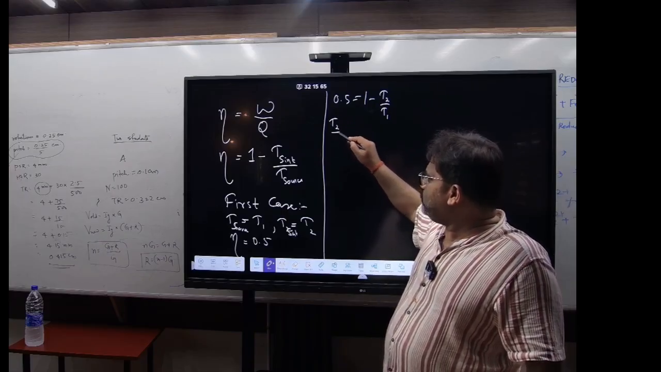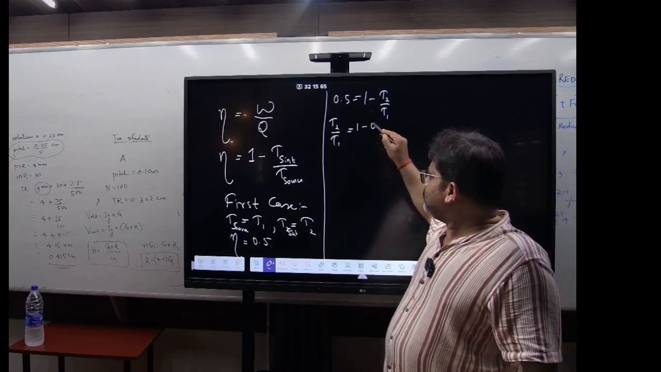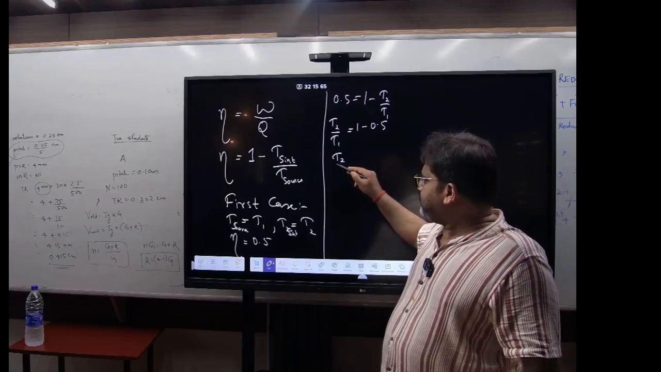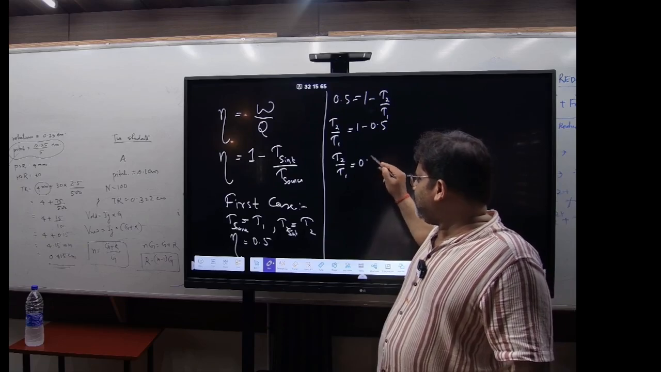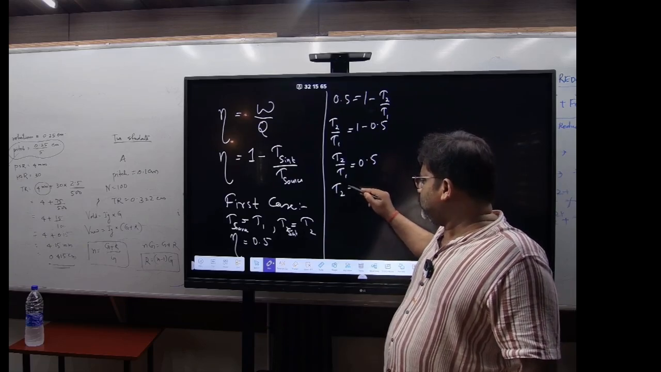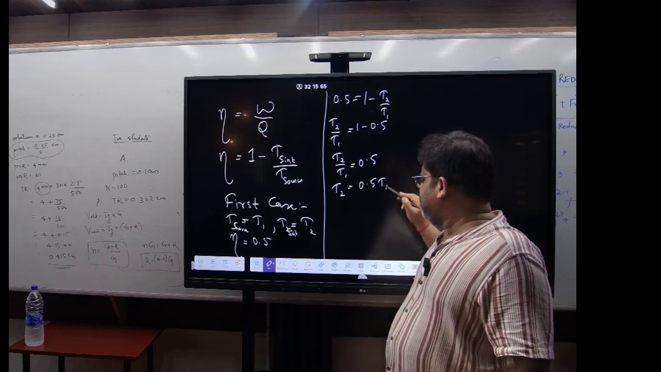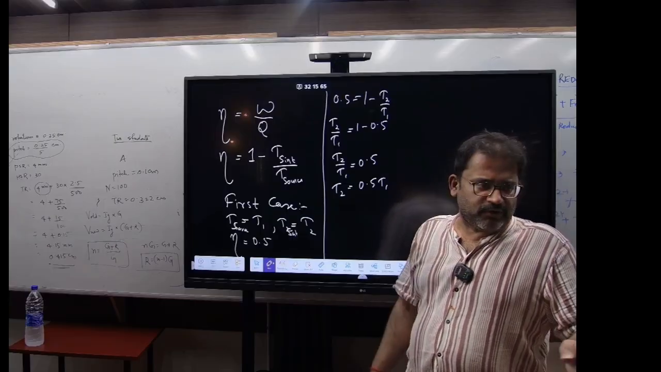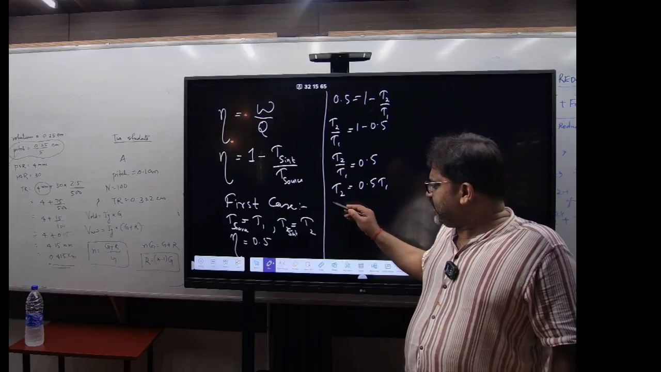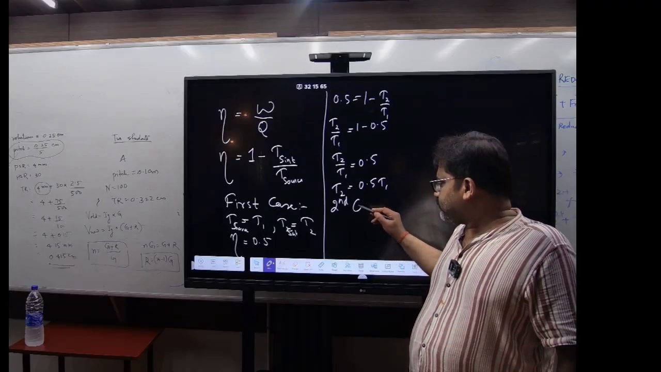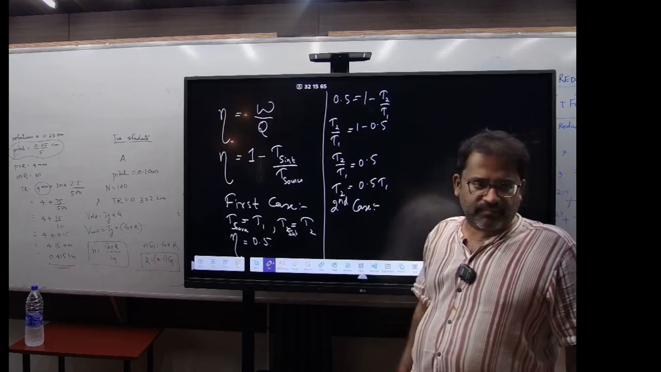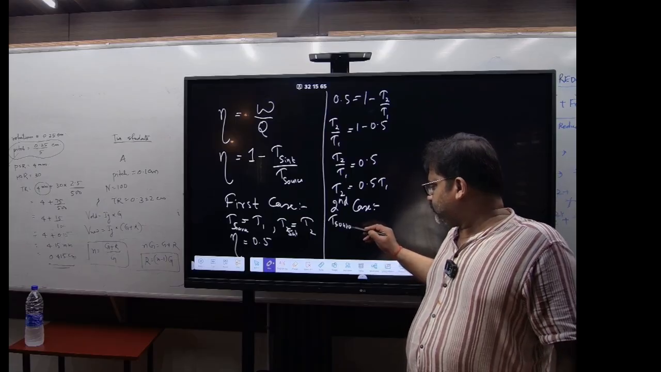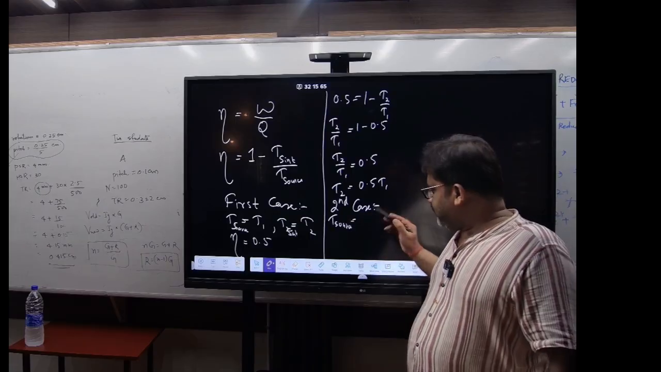Pay attention, children, now. So it is 1 minus 0.5. That means we can write T2 by T1 is equal to 0.5, which means T2 is equal to 0.5 T1. Correct? Yes. Now let us go for the second case. What does the second case say? T source equal to T1 prime.